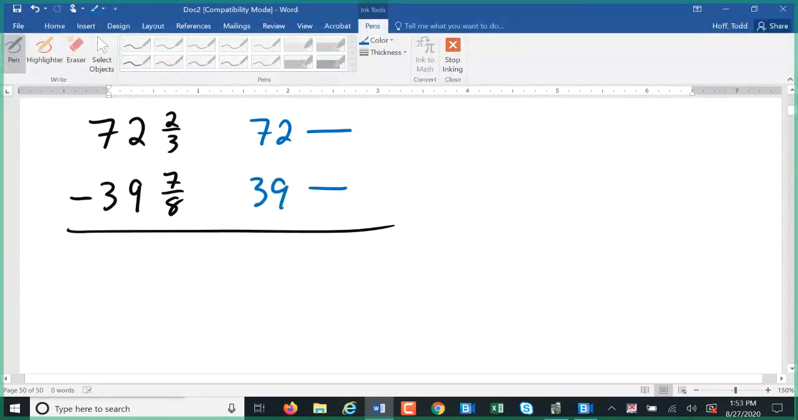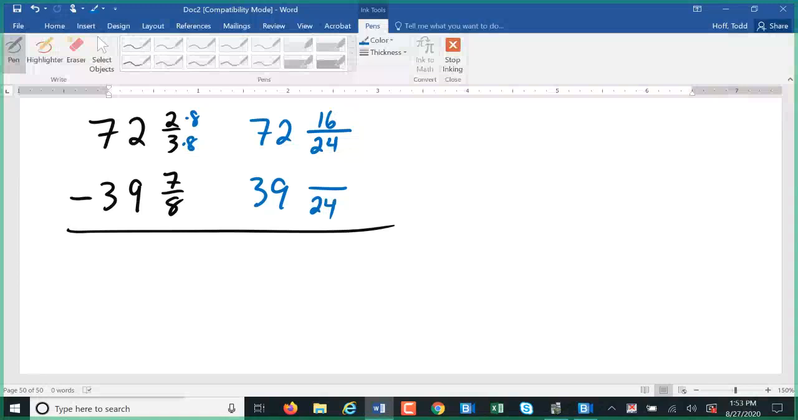We have to find our common denominator between thirds and eighths, that ends up being 24. 2/3, well, 3 times 8 is 24, so 2 times 8 is 16. I'm going to start flying through some of the conversion parts because at this point I'm hoping you've caught on. If you still struggle with it a little bit, let me know and I'll slow down and go over it in more detail. 8 into 24, you have to multiply by 3, so 7 times 3 is 21.